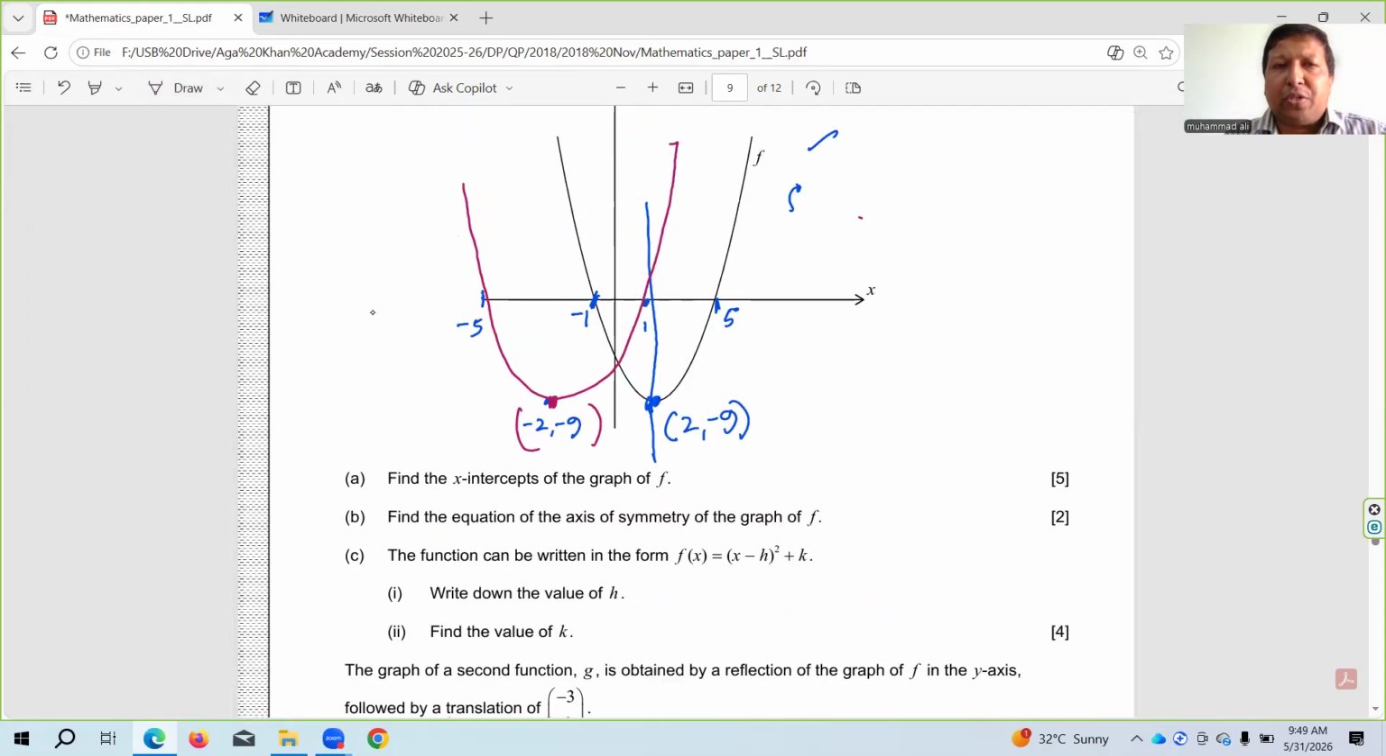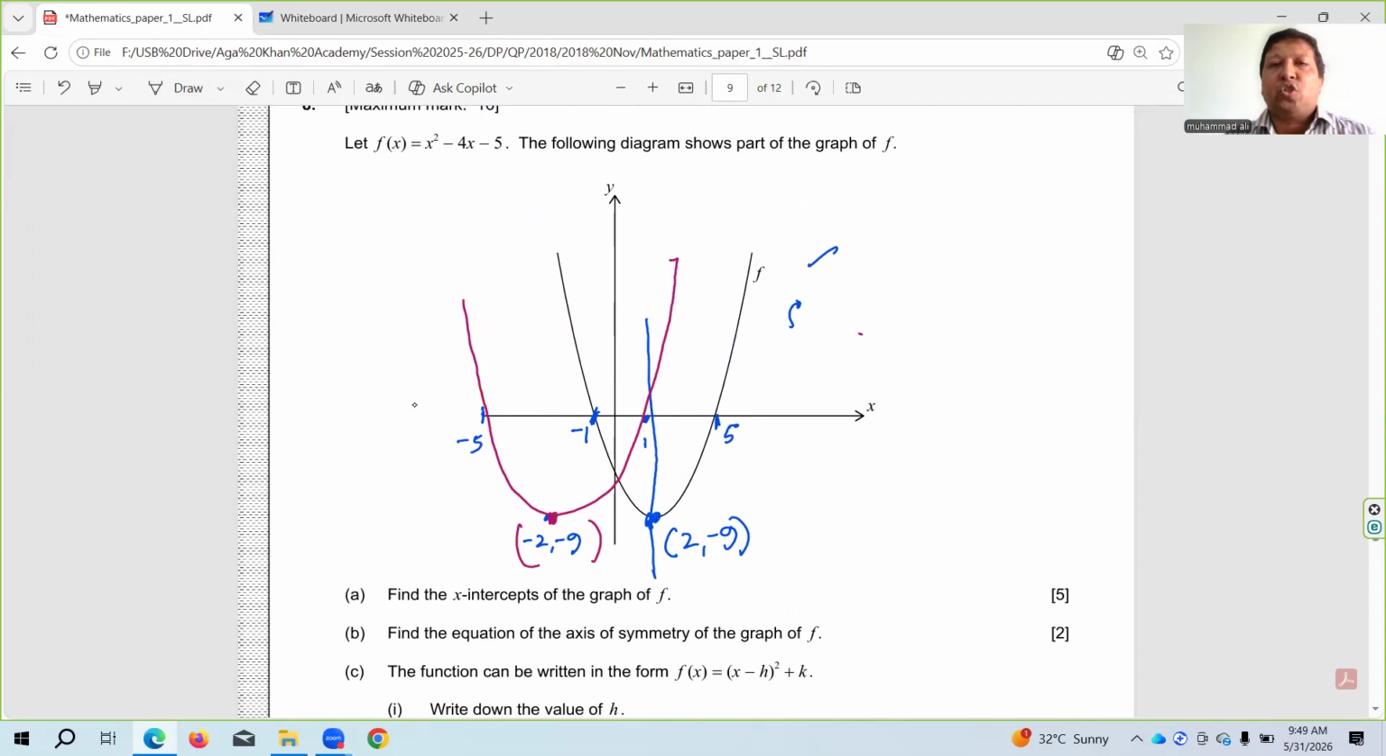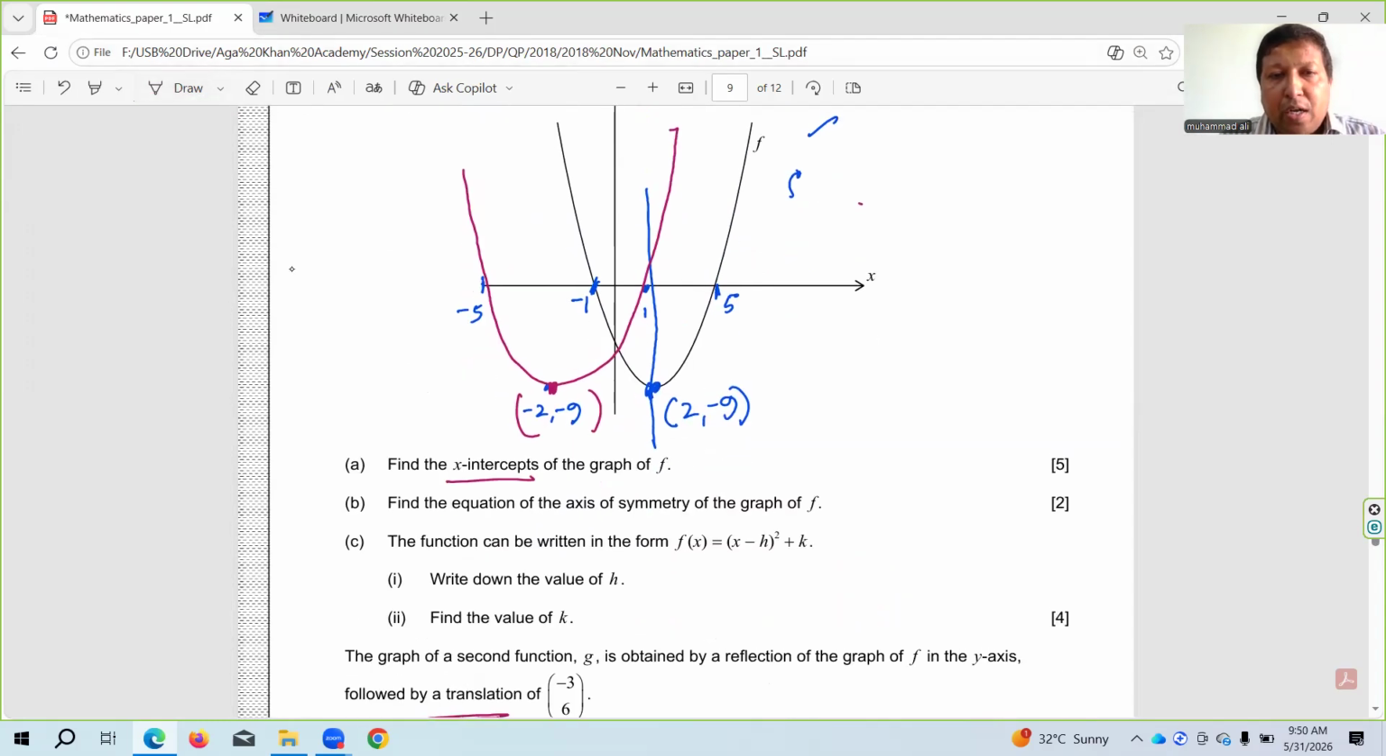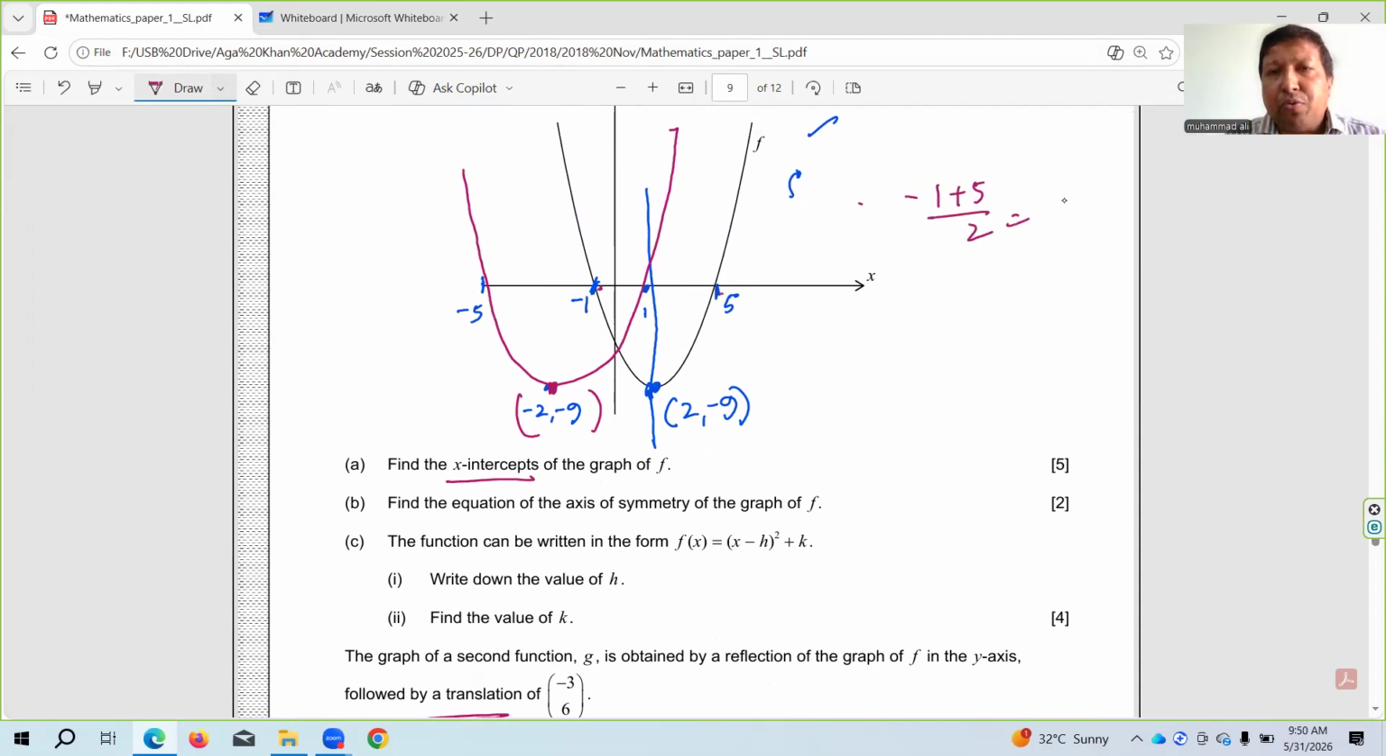So I hope everybody understood this math. This is very simple. At first we found the x-intercept points. For any graph or line, when it intercepts the x-axis, we put the y value as 0. After that, we find the factorization and the two values of x. These are the x-intercepts. The second part: find the equation of the axis of symmetry. When we get the x-intercepts, we add them, minus 1 plus 5, divided by 2. So the axis of symmetry is 2.